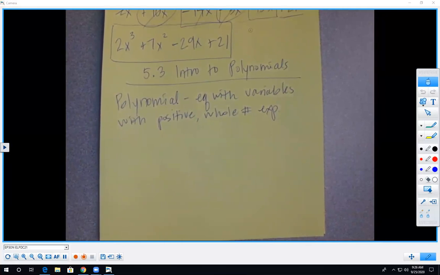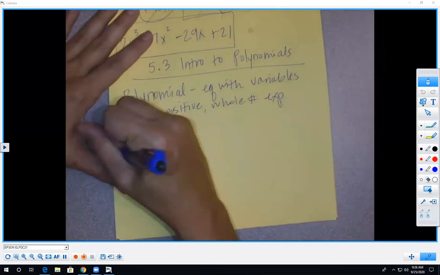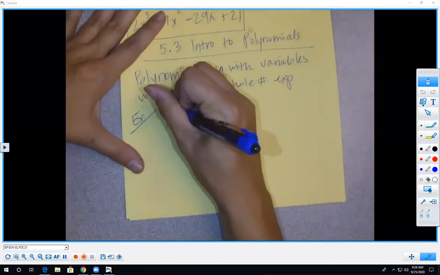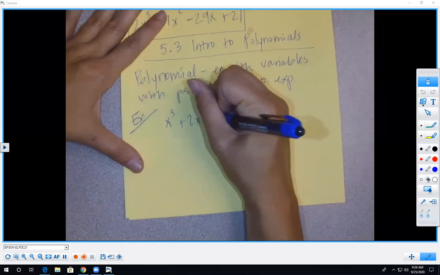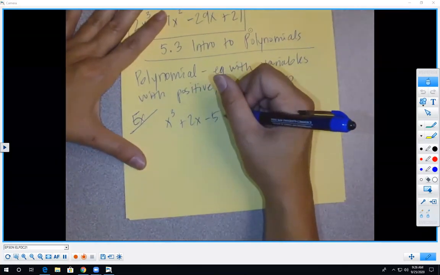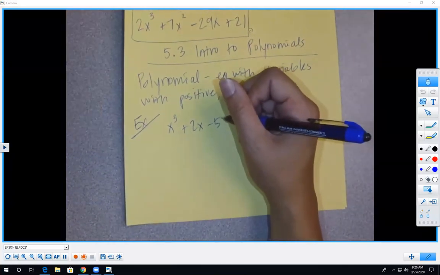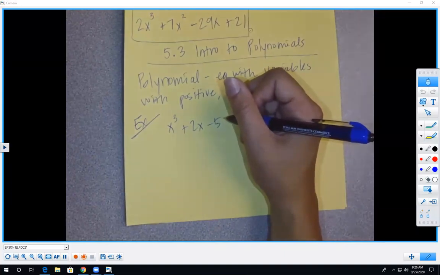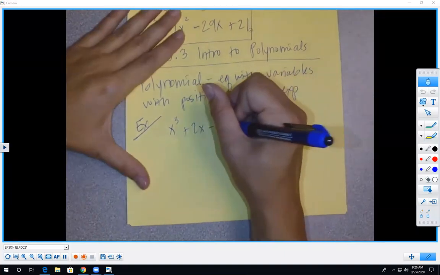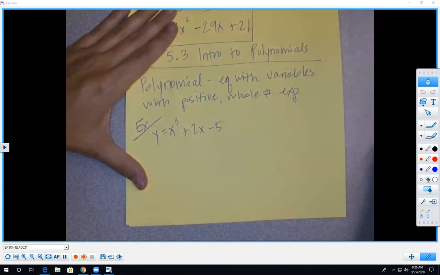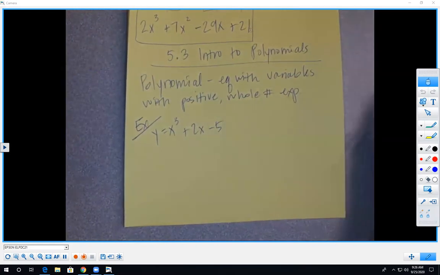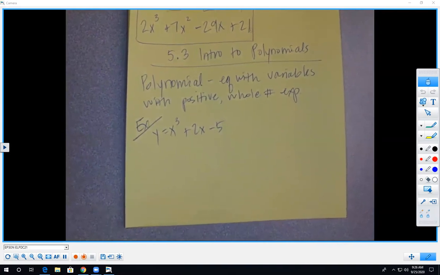So an example of a polynomial would be x to the third plus 2x minus 5. Trying to decide if I want to say equals y or equals 0. Let's say equals y. Y equals x squared plus 2x plus 5. Do we have variables in there? Do your variables have exponents that are positive whole numbers? Yes.